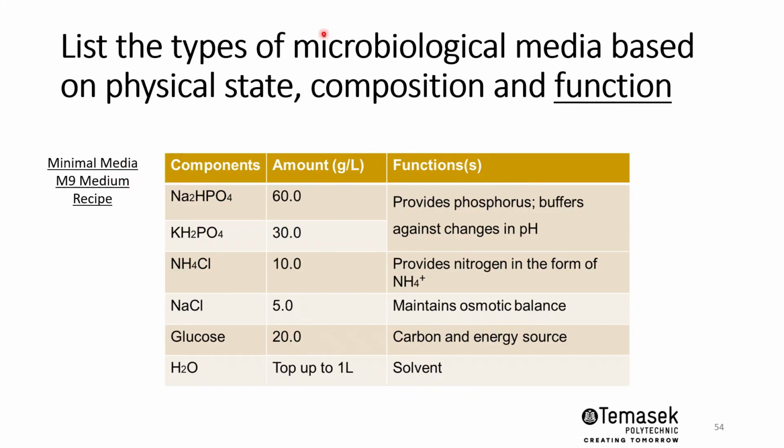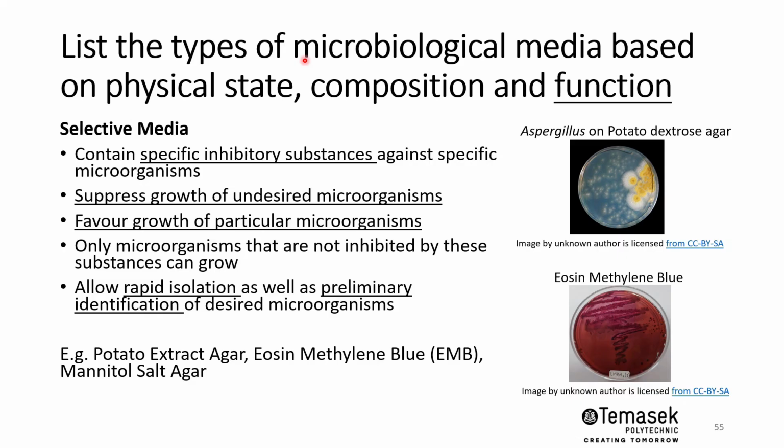So let's look at selective media. Selective media are media that contain inhibitors that allow the growth of certain microorganisms but prevent the growth of others. Selective media allow rapid isolation as well as preliminary identification of the desired microbes. It suppresses the growth of undesirable microbes and favors the growth of a particular microorganism, depending on the media constituents themselves. So only microbes that are not inhibited by these constituents or substances within the media can grow.